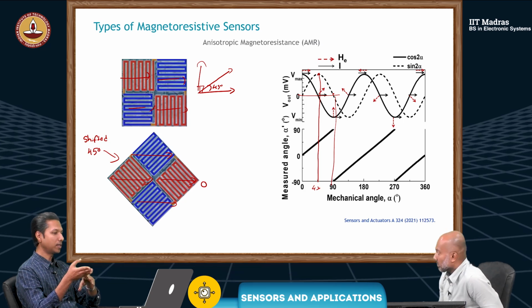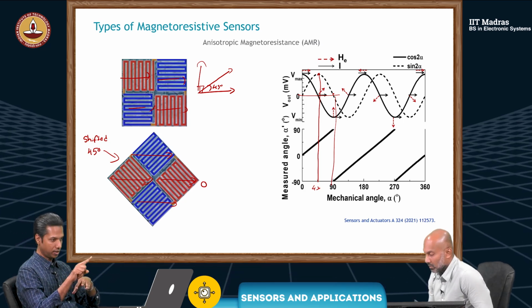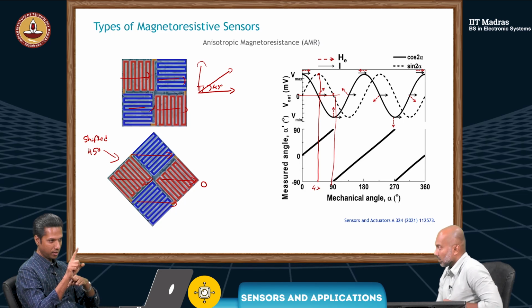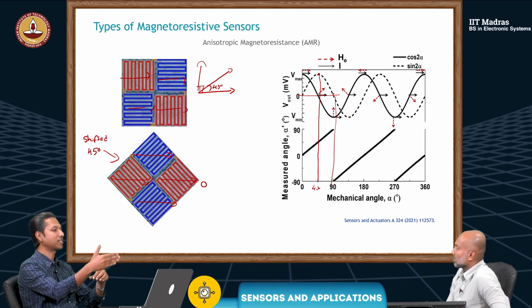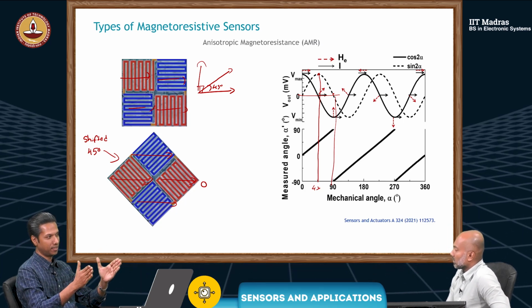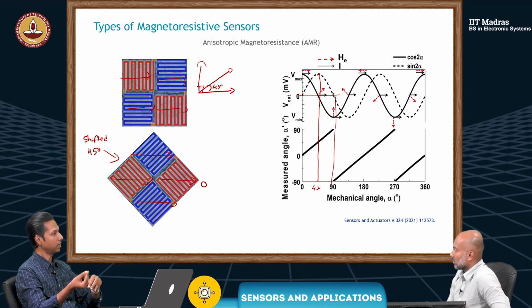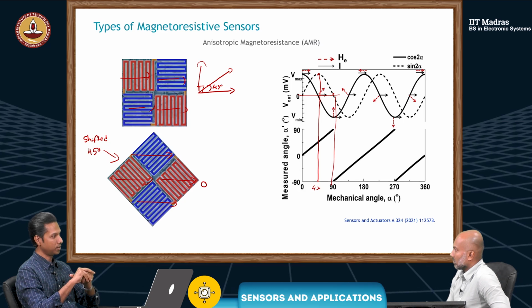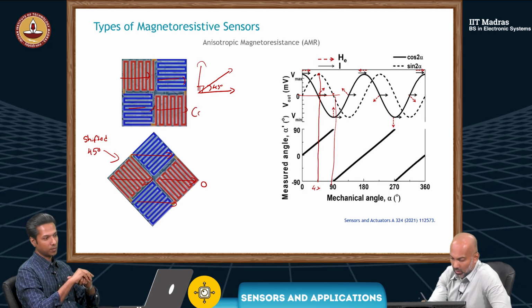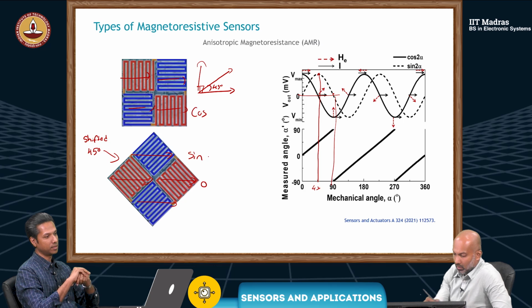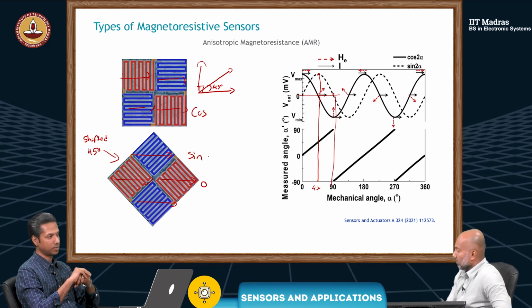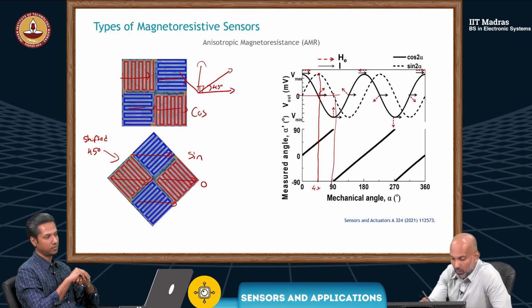Now, at that time, whatever output I get for the original or the first bridge can be used as the angle measurement output. You mean this? This is cos, no? Yes. First bridge means this bridge.